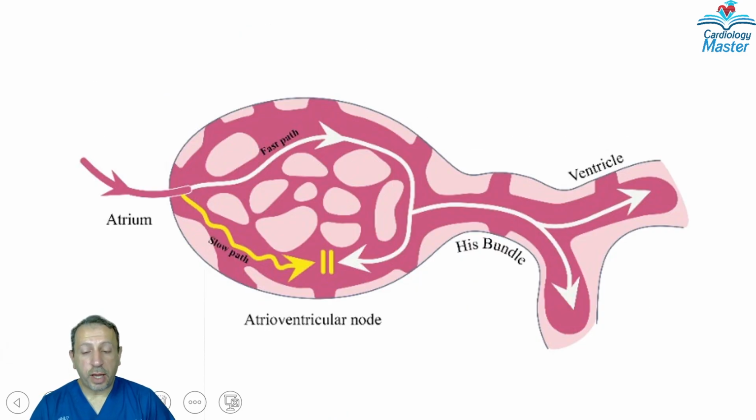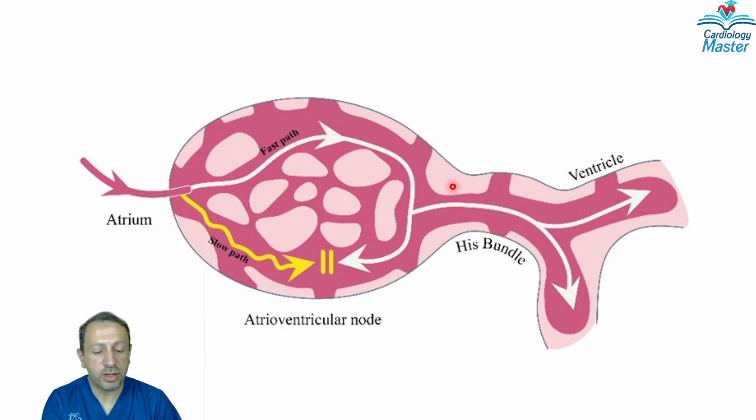This is the structure of the AV node, and in this structure is where the grades of AV block occur. When we talk about first degree, second degree, or third degree heart or AV block, the site where it occurs is at the level of the AV node or the His bundle. This is the structure, as we said: the impulse collects from the atrium, enters the atrioventricular node that has two pathways, the fast pathway and the slow pathway, and then gives the His bundle.